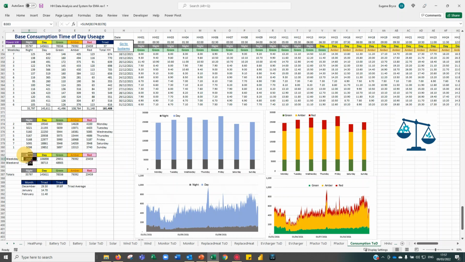So for example, if I click on that cell, it's simply a sum of the night. And then similarly for the weekend. Now, the reason we do this is because there is no weekend amber and red. So if I double click here, we're adding the Saturday and Sunday weekend amber and red to get a total green, because they're all green rates.